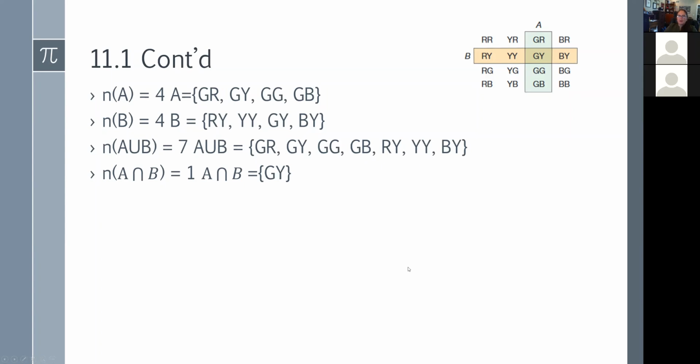The number of outcomes in A intersect B is 1. A intersect B means that both things happen. So we got green on the first spin and yellow on the second spin. And yeah, there is only one way to do that. That's the GY.